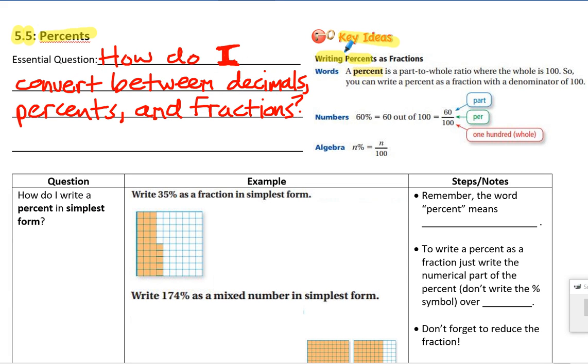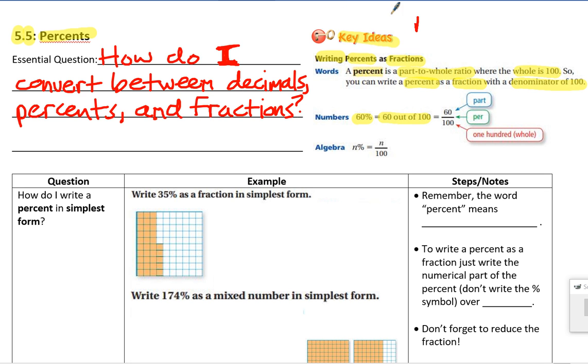Writing percents as fractions. A percent is a part to whole ratio where the whole is 100. So you can write a percent as a fraction with the denominator of 100. For instance, 60% means 60 out of 100, 60 over 100. That's the part, 60. And every per cent, cent actually means 100. You've probably seen that when you think of cents or centuries, 100 years.